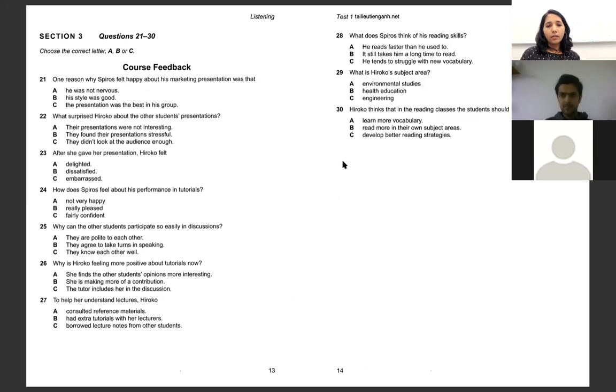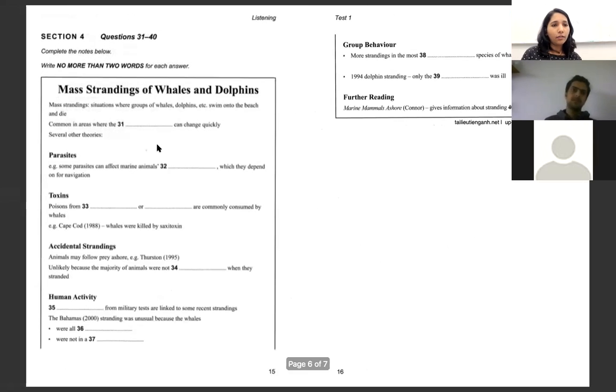Okay. So let's look at the next section now. This is also note completion. So here you will need to use your prediction techniques. If you look at this, it says mass strandings of whales and dolphins. So common in areas where the dash can change quickly. So here it can be tides, waves, something to do with water.